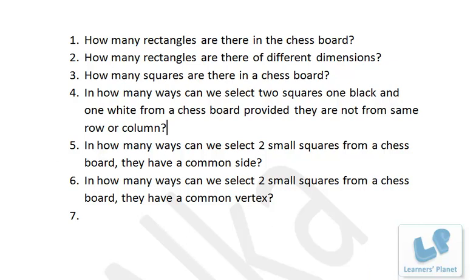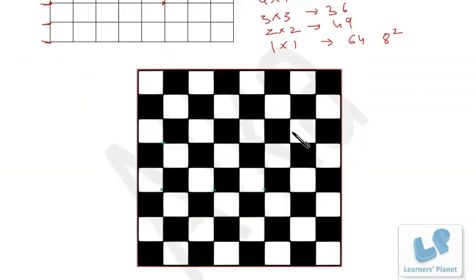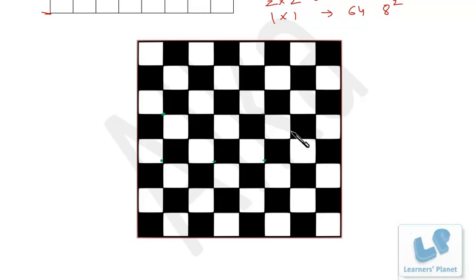Now the next question is, in how many ways can we select 2 squares, one black and one white, from a chessboard provided that they are not from the same row or column? Now in how many ways can we select one white square? That's 32, right? 32 white squares are there. So that's 32C1.